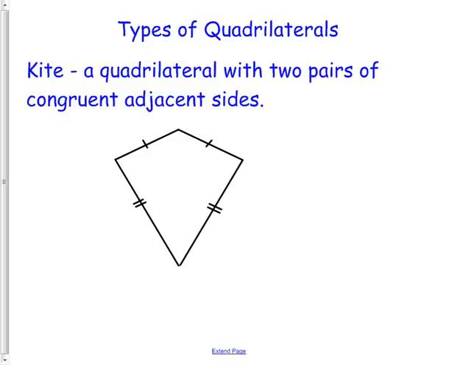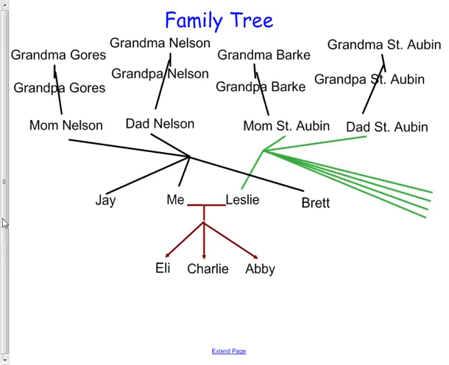Alright, so what I want to do is show you my family tree for just a minute here. And then we're going to try to relate that to quadrilaterals. So here's my family tree. This is me right here. And this is my wife, Leslie. And we have three children. We've got Eli, Charlie, and Abby. Okay? And then this is my brother Jay, and my other brother Brett.